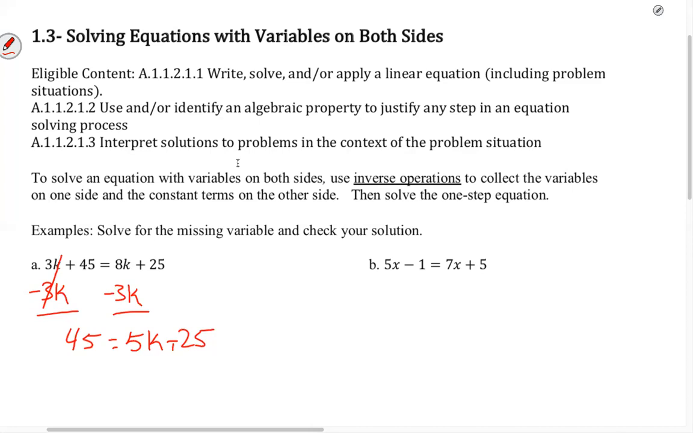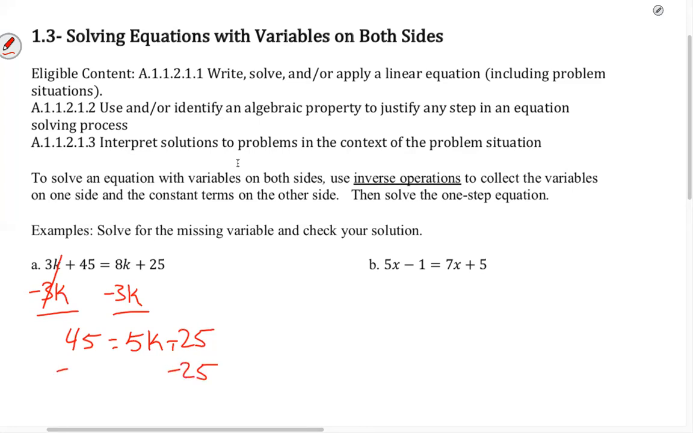Absolutely, Neve. I can move the 8k. But the problem is when I move the 8k, I'm going to get a negative 5k. And that means I'm going to be dividing by a negative. And my personal experience is when kids and adults are dealing with negatives, they tend to make more mistakes. So I like to deal with positives. Now I have 45 equals 5k plus 25.